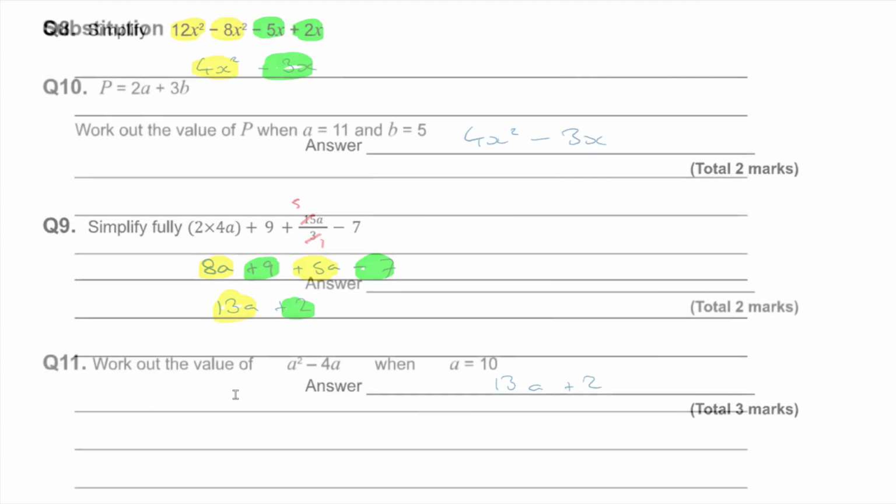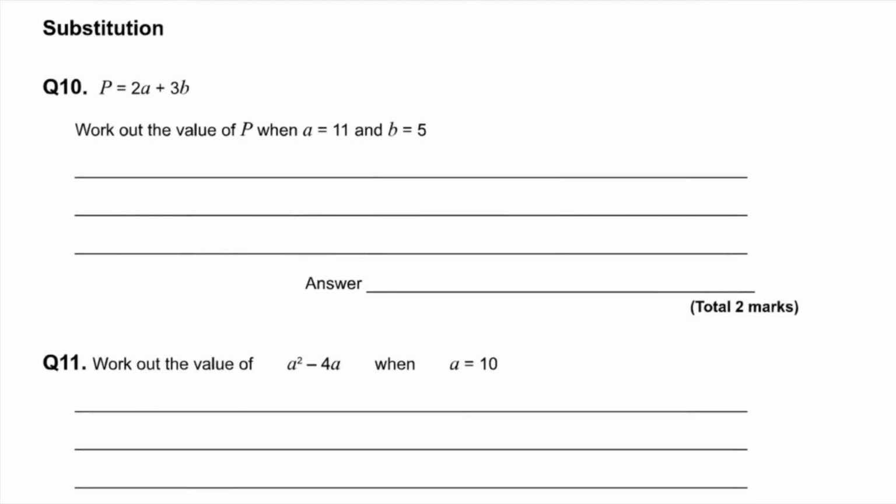13A plus 2. Moving on to substitution, question 10. P is equal to 2A plus 3B. Work out the value of P when A is equal to 11 and B is equal to 5. Okay, so P is equal to 2A, but A we know is equal to 11. So that's 2 lots of 11 plus 3 lots of B, but we know that B is equal to 5. So I'm going to replace that B there with the value 5.